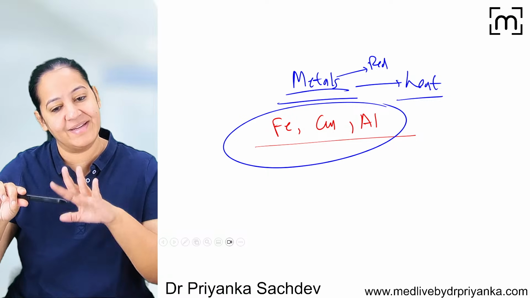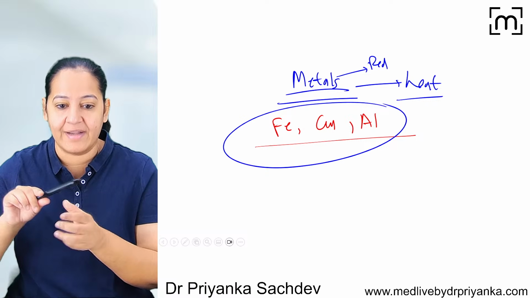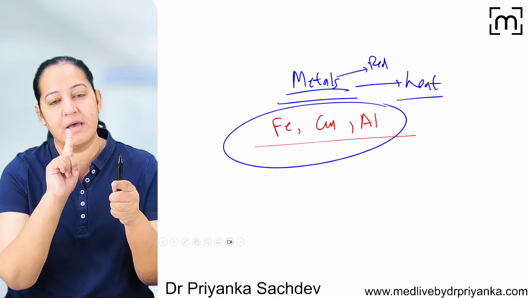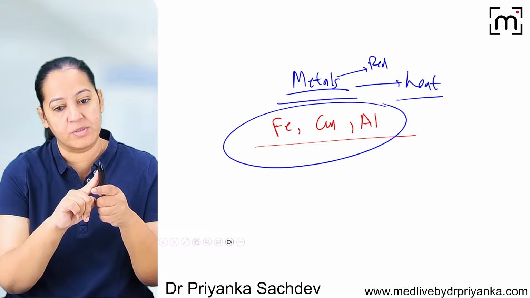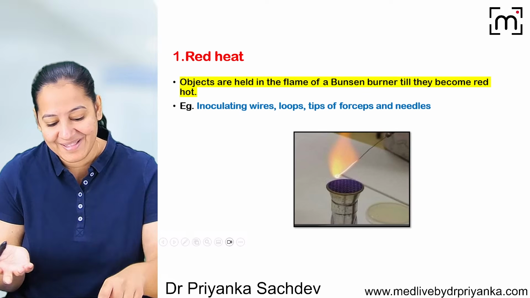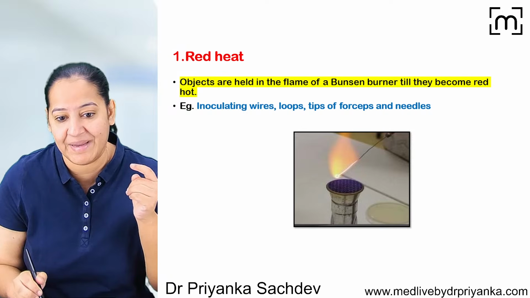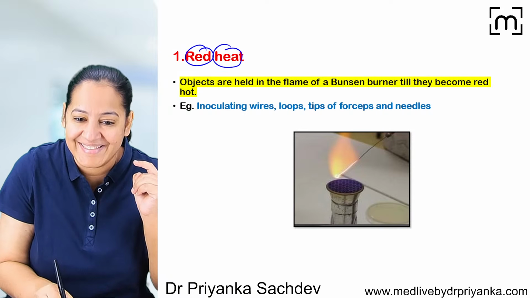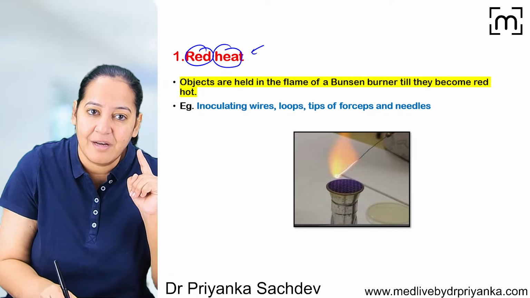At that point, I'm assuming it is sterilized. I mean, when it is looking red, all the bacteria, virus, fungus, parasite, including spores, everything is killed. So this method is known as red heat. Simple. The name itself is depicting its meaning. Red heat. So on heating, the metal looks red.